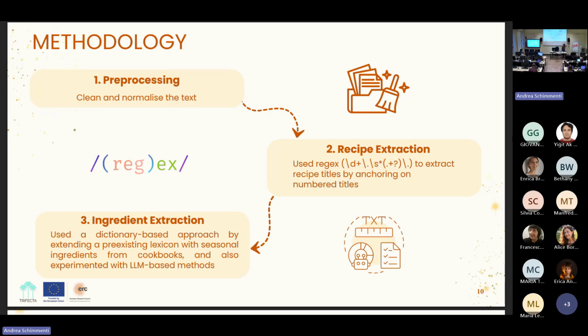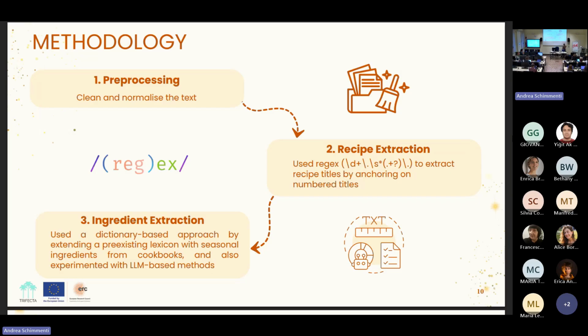After getting the recipes, we moved forward with ingredient extraction. For this, we used a pre-existing lexicon, but we also enriched it using various seasonal ingredient lists that we found from multiple cookbooks. As we are talking about historical food items here, they have different spellings and different names. So we also used a Dutch lexicon, which gives alternative spellings for the same ingredients.